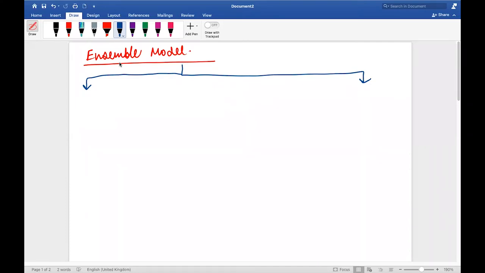Now here, since we are studying decision tree, if we aggregate different decision trees, then we will make an ensemble model out of it. Yes or no? I'm saying, if we combine different decision trees, we will call it an ensemble of my decision trees. Yes or no?